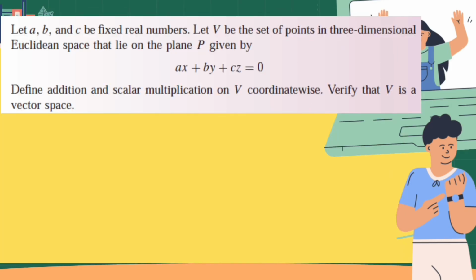Okay, another example. Let a, b, and c be fixed real numbers. Let V be the set of points in three-dimensional Euclidean space that lie on the plane P given by ax plus by plus cz equal to 0. We define addition and scalar multiplication on V coordinate-wise, and then verify that V is a vector space.